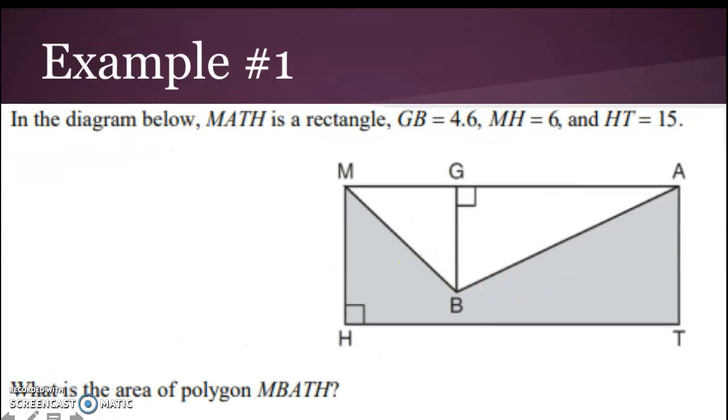So I want you to make sure you have this in your notebook. There will be 2 examples, and then you are going to complete the worksheet and turn that in as your grade for today. So in the first example, it says you have a diagram MAT, which is a rectangle. GB is 4.6, MH is 6, and HT is 15. The question says, what's the area of the polygon MBATH? In other words, I'm asking you, what's the area of the shaded region?